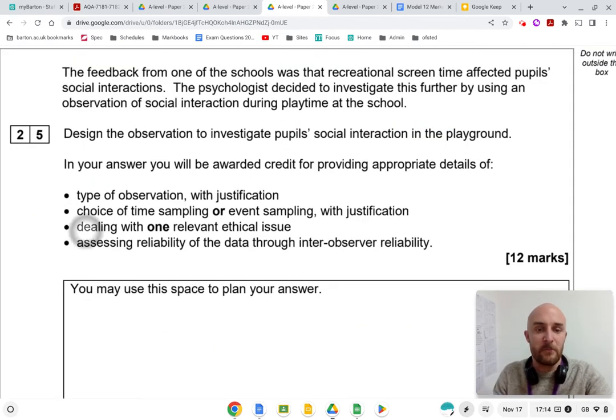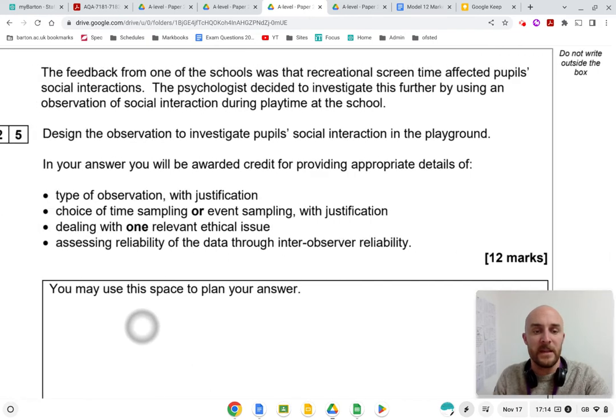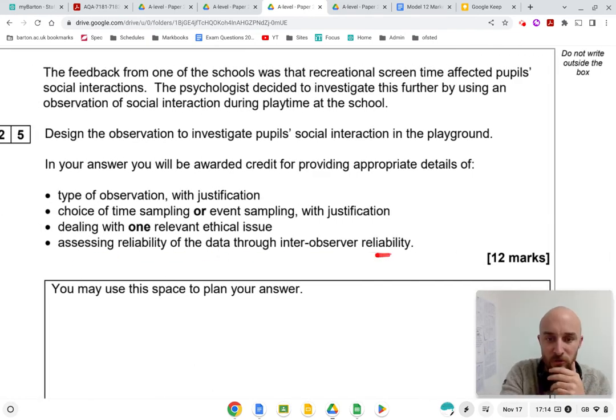What else? Dealing with one relevant issue. And then this bit down here is quite tricky, and you only ever get this for observations. Into observer reliability, how can you ensure that if you've got 2 observers watching the same thing, you agree on at least 80% of what you are observing? Pilot studies, training, operationalization, right?